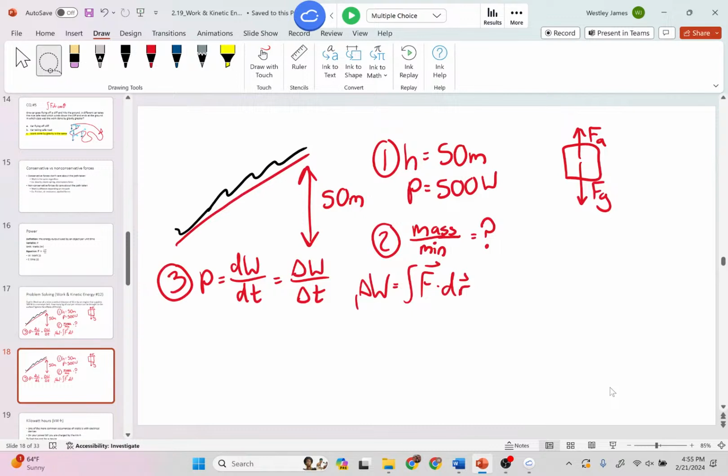All right, so that means we have a constant force here. Gravity is going to be constant. That's going to be constant. So the total work done on this thing is going to be FA minus FG, which equals FA minus mg.